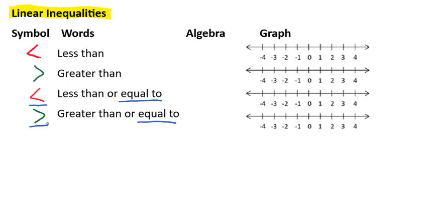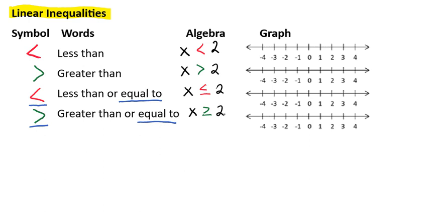So what does this look like as far as algebra? What can we expect to see? Here we might see for less than, x is less than 2. For greater than, we might see x is greater than 2. Less than or equal, x is less than or equal to 2. And it doesn't have to be the number 2. I'm just using 2 as an example here. And then lastly, we have x is greater than or equal to 2.